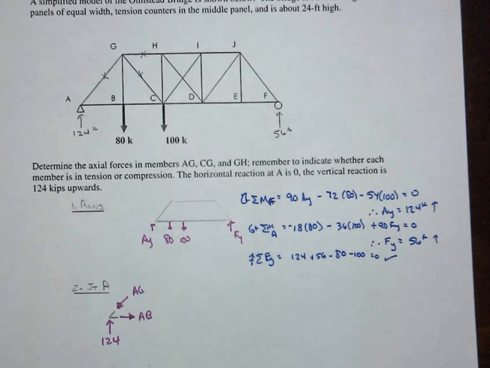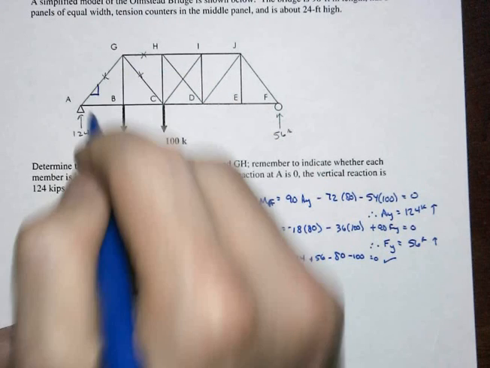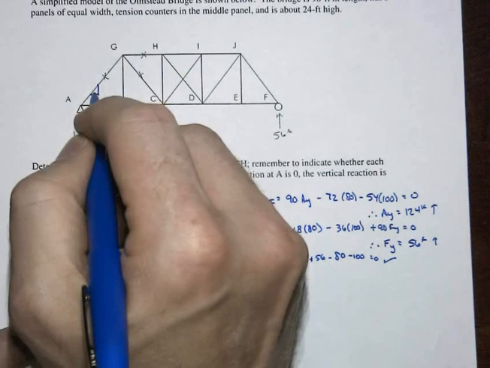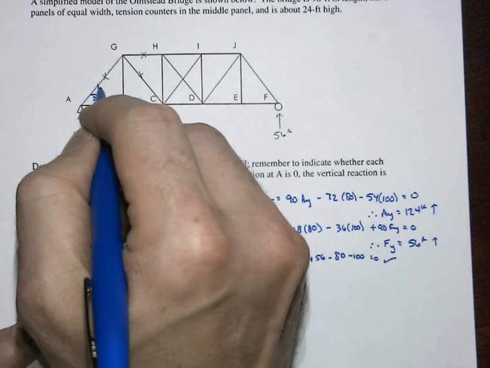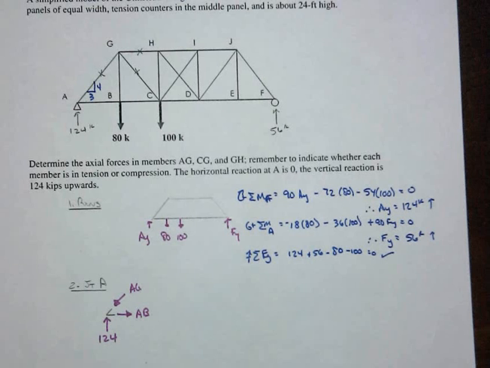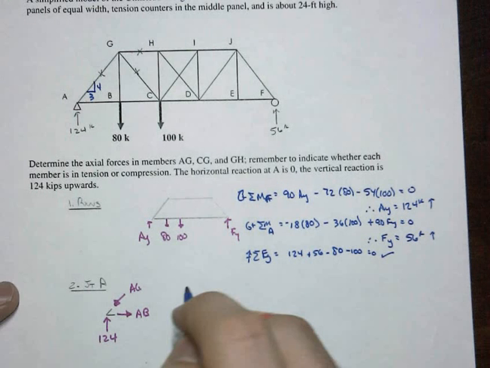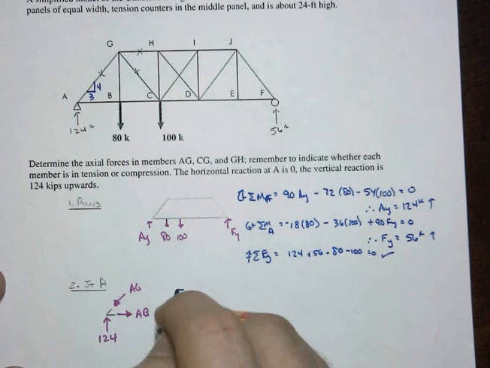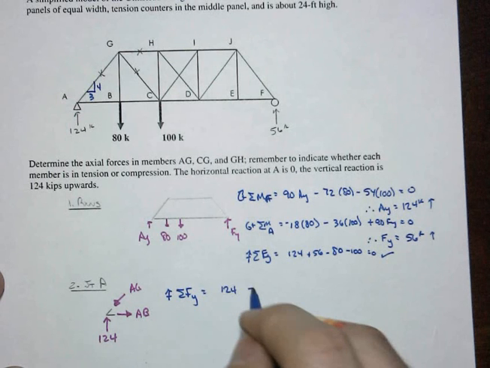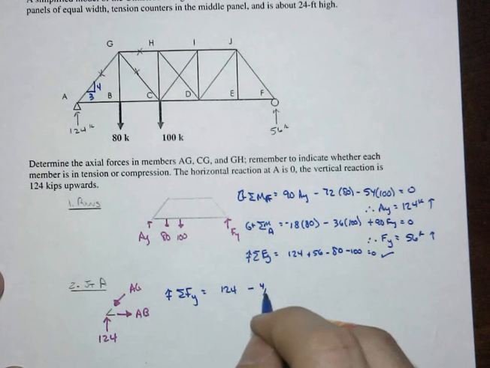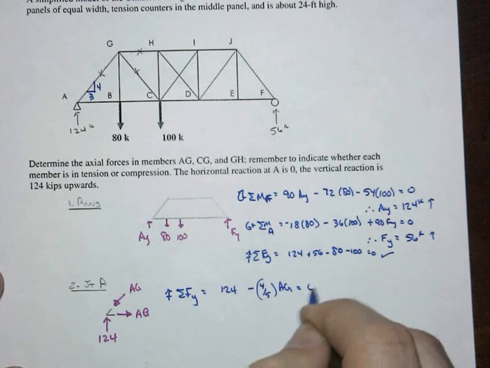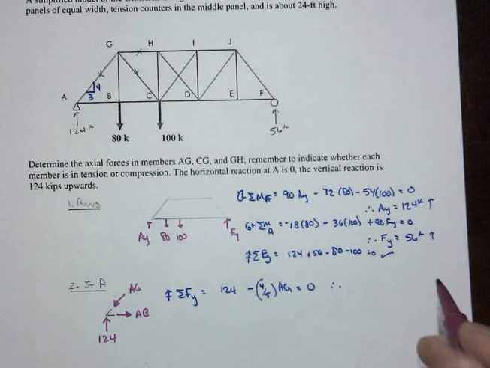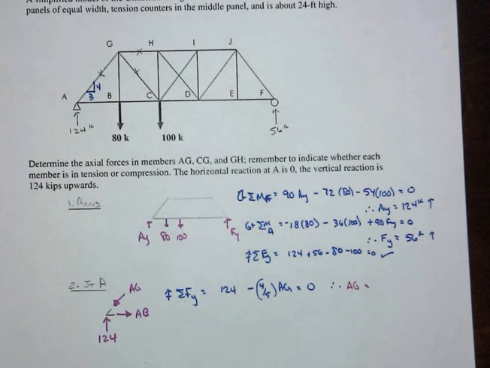If you pay attention to the geometry of the truss, we've got 18-foot wide panels, and we have 24-foot high panels. So that turns out to be one of those beautiful 3, 4, 5 triangle situations that's going to make our math a little easier as we go on. Summing forces in the Y, taking up as positive, we get 124 minus the vertical component, so 4/5 of AG, all equal to 0, and therefore AG is equal to 5 divided by 4 times 124, or 155.